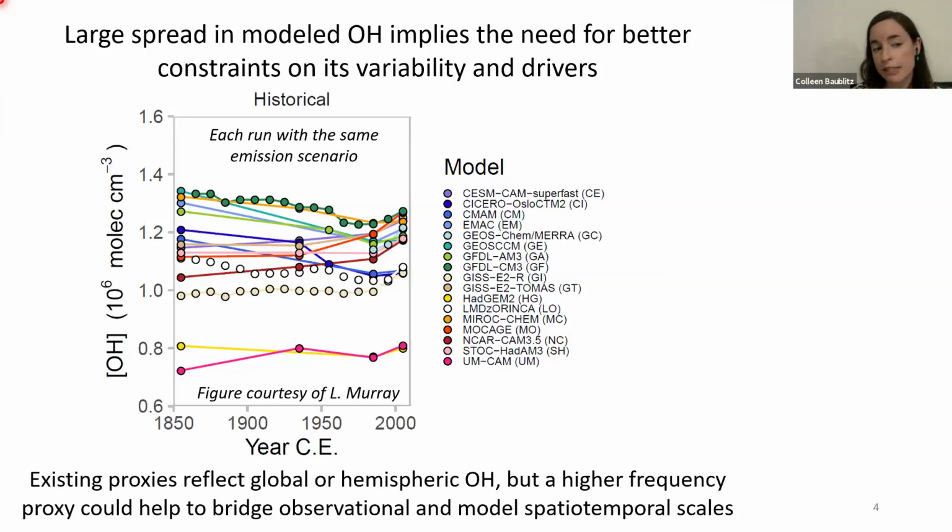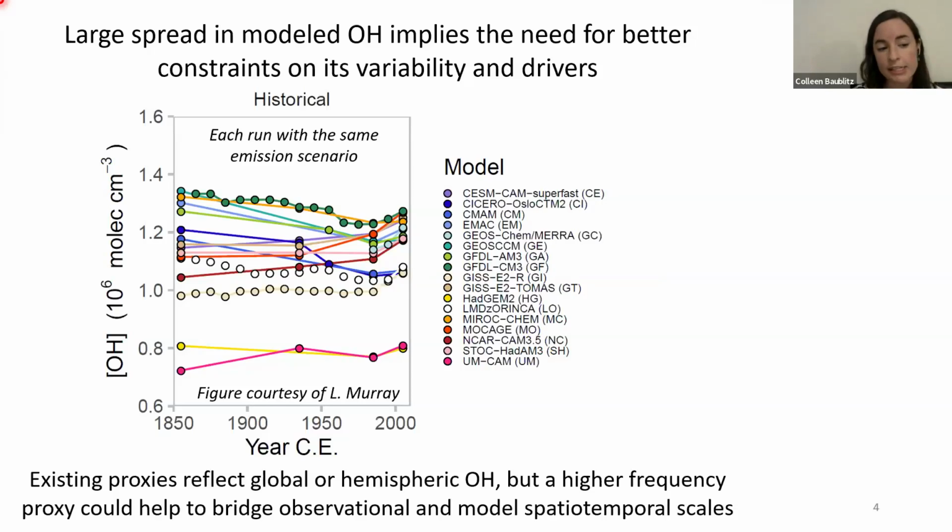One thing to note is that each of these model simulations were run with the same emission scenario. And so the rather broad spread across OH, as much as close to a factor of 2 between the lowest and the highest values, and also the differences in trend between the models suggest that there might not just be differences in the representation of OH itself, but also its sensitivity to its drivers.